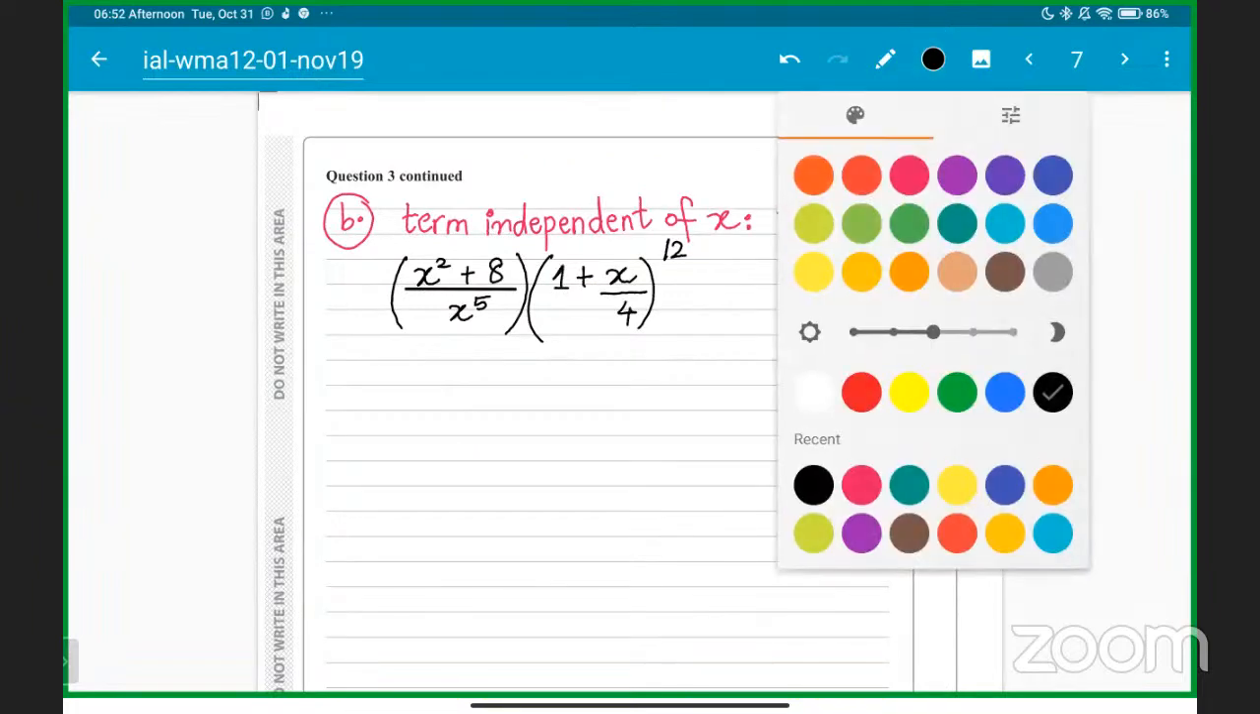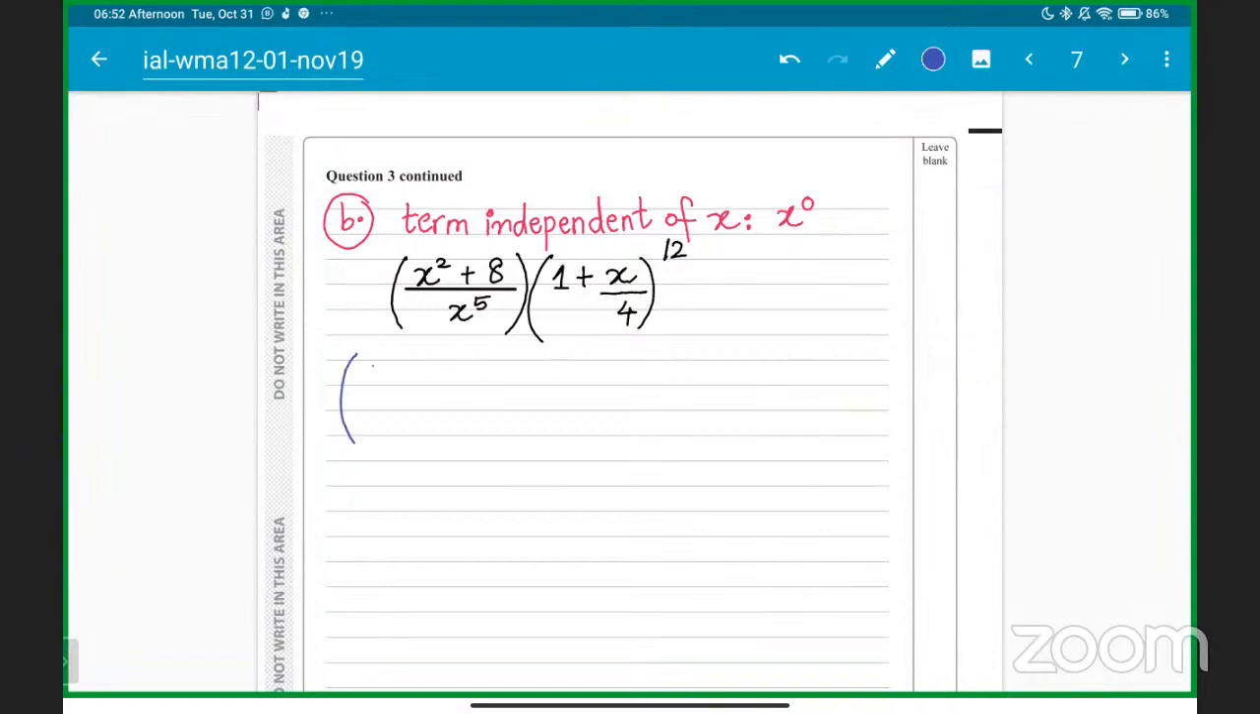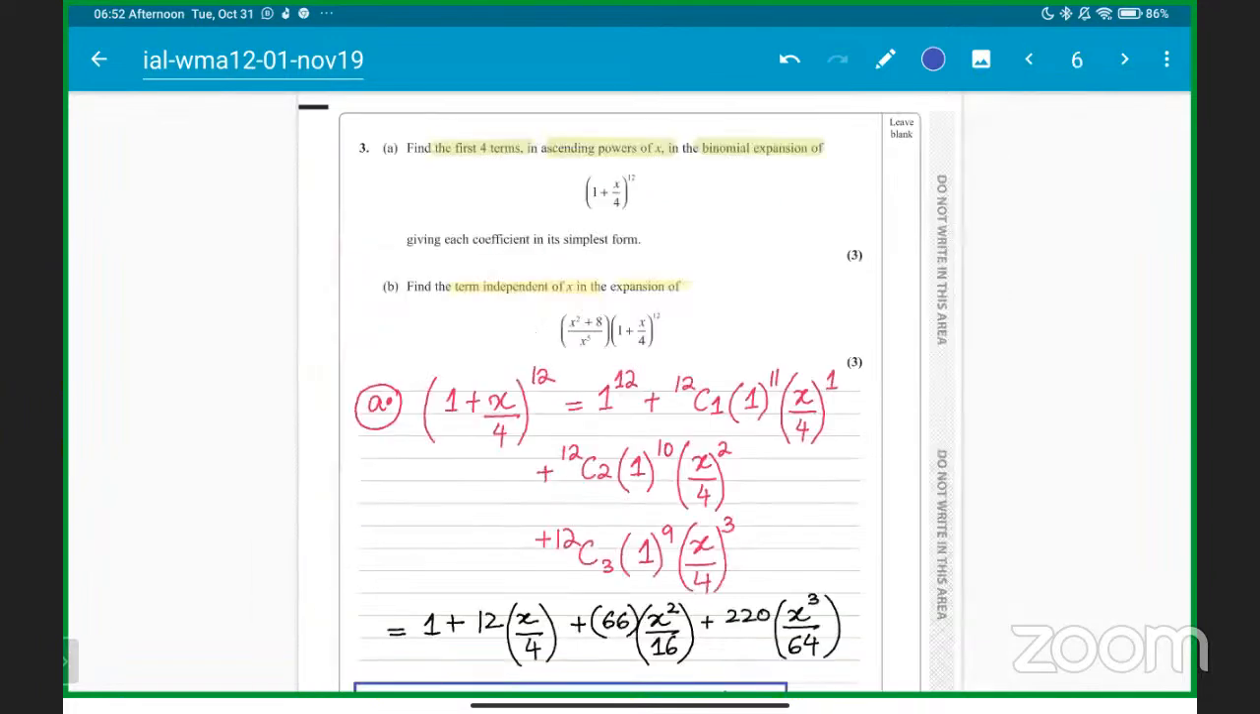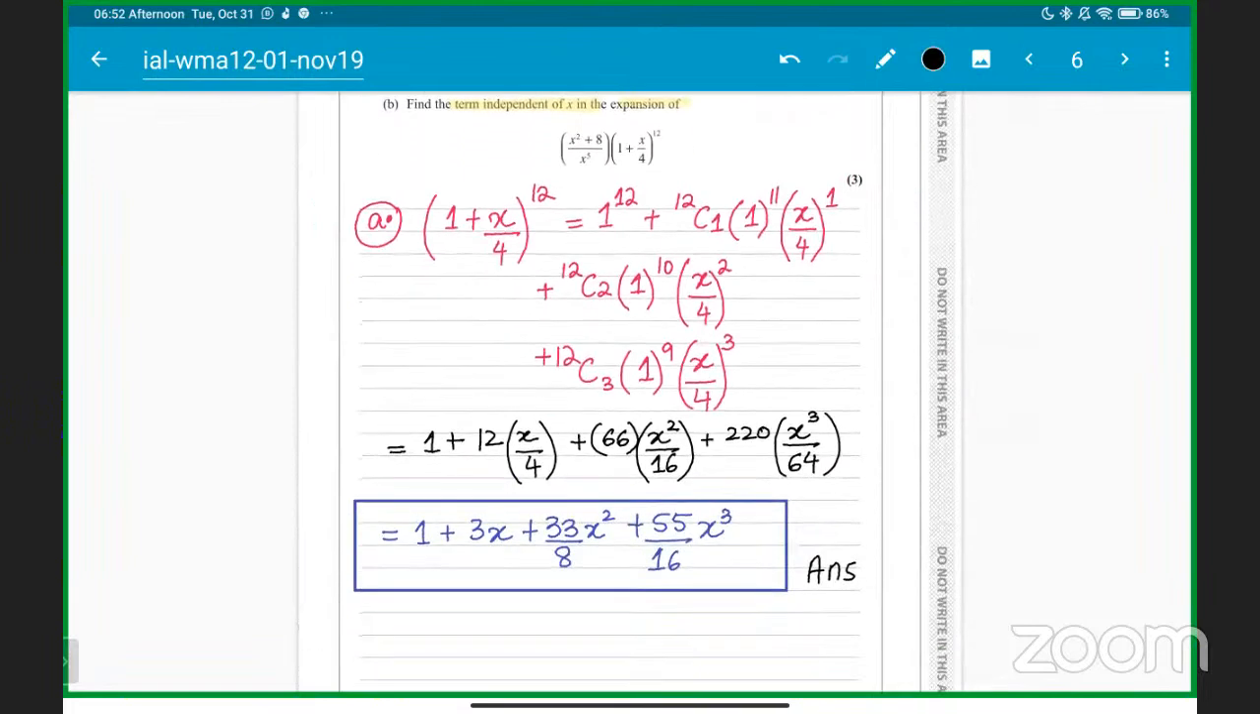So the first important thing is to simplify this. It will be x square over x power 5, and similarly 8 over x power 5. Got it? And then you multiply this. This will be the whole expansion. You can take the help from the previous part, so make sure you copy this.